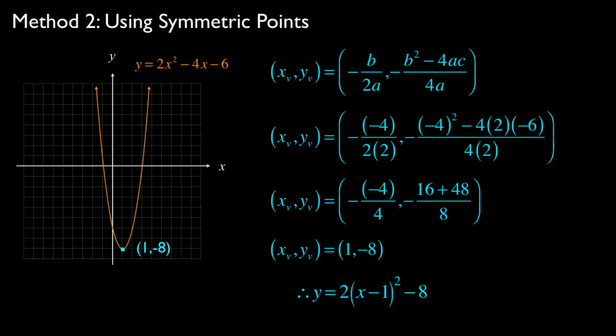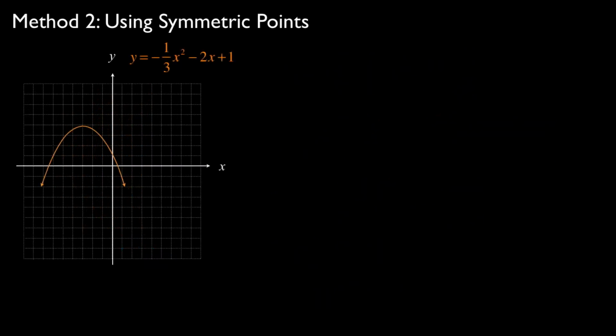Let's try one more. y equals negative 1/3 x squared minus 2x plus 1. So we will take that expression and we will common factor out the negative 1/3 x. And I'm left with, inside the bracket, x plus 6, plus 1. Well, once again, we can establish that when x is 0, y equals 1. And so we can mark that point on our graph. And at x equals negative 6, y is again equal to 1.